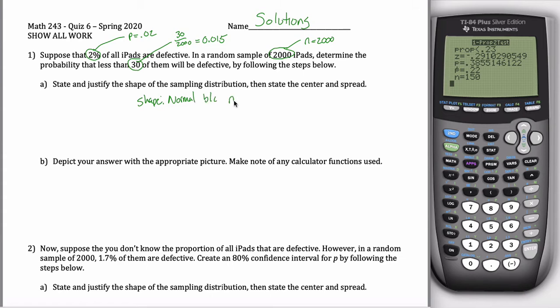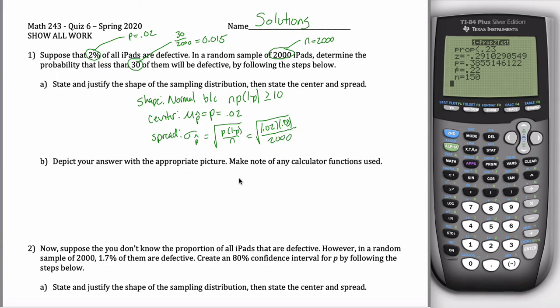And the reason why is because N times P times 1 minus P is greater than or equal to 10. And center, it has a fancy symbol. If you can get that, great. If you just know that it's equal to P, which is 0.02 in this case, that's pretty good. And then the spread also has a fancy symbol, sigma sub P hat, and it's given by a formula, specifically P times 1 minus P over N, square root of that. So in this case, the square root of 0.02 times 0.98 divided by, what was N in this one, 2,000?